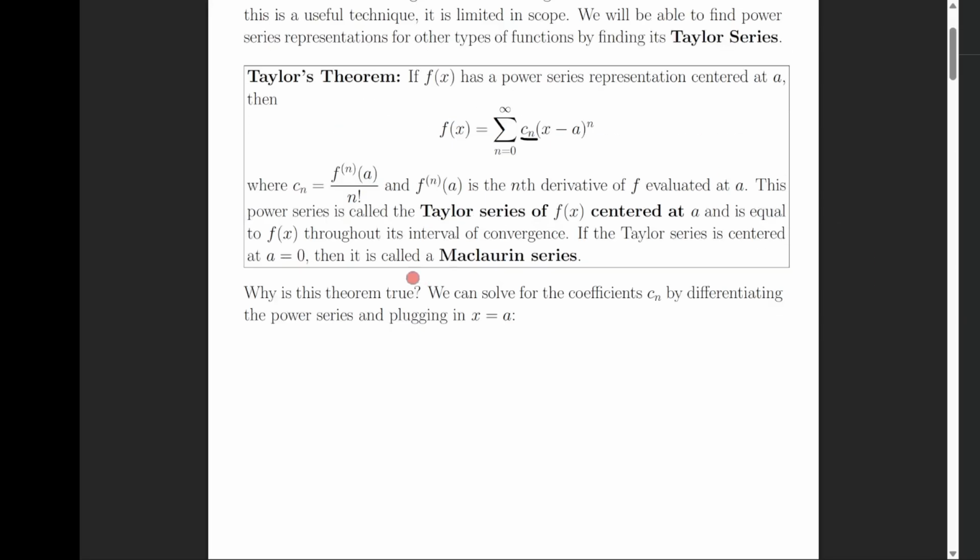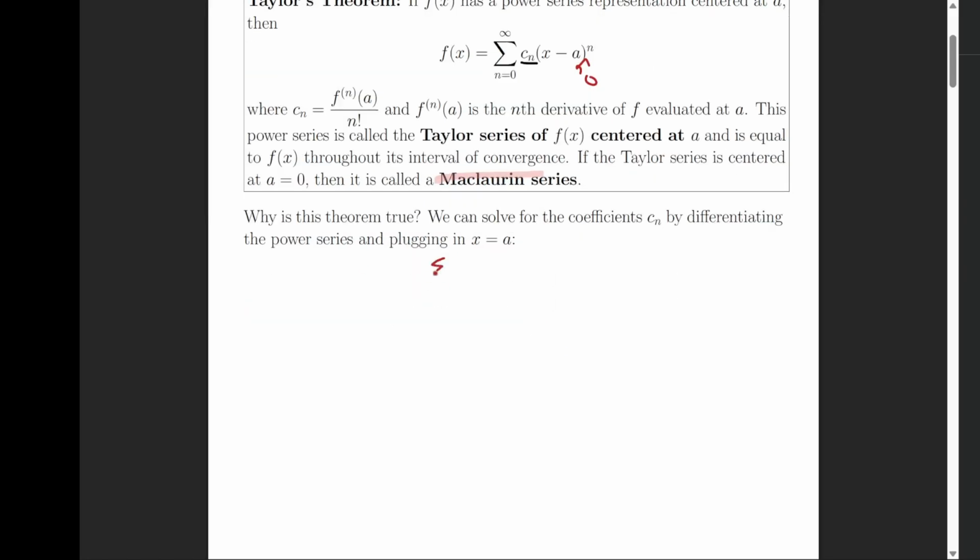And then I think you've heard of the Maclaurin series. It's slightly different. This is basically if a equals 0, so if the center is 0. So if you plug in 0 right here, your new equation is going to look like this.